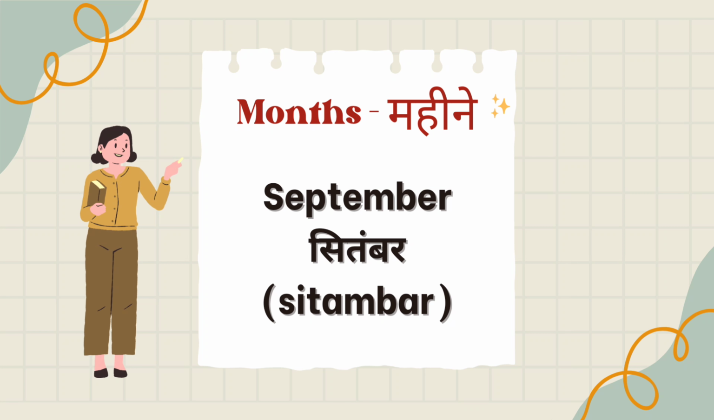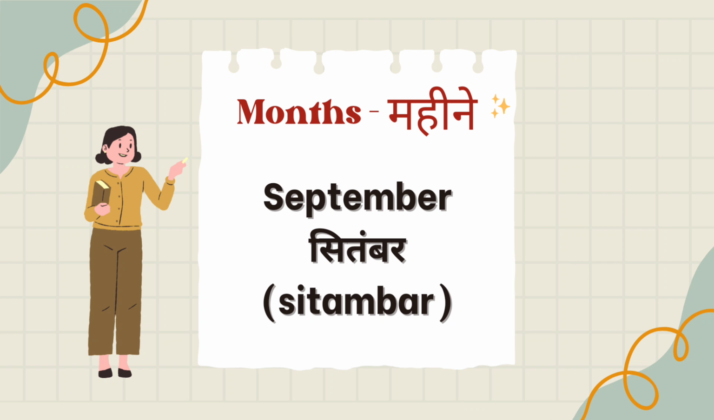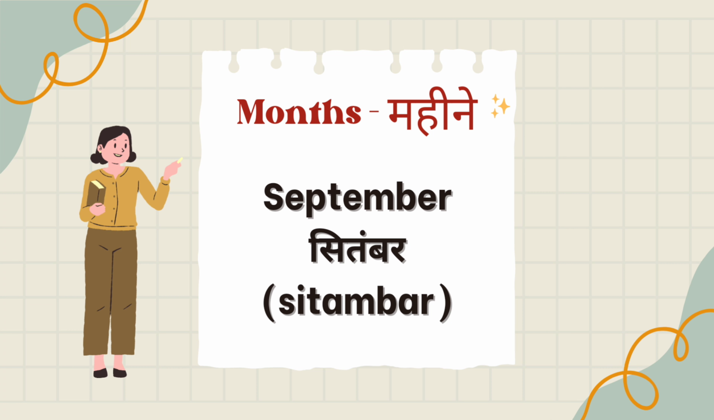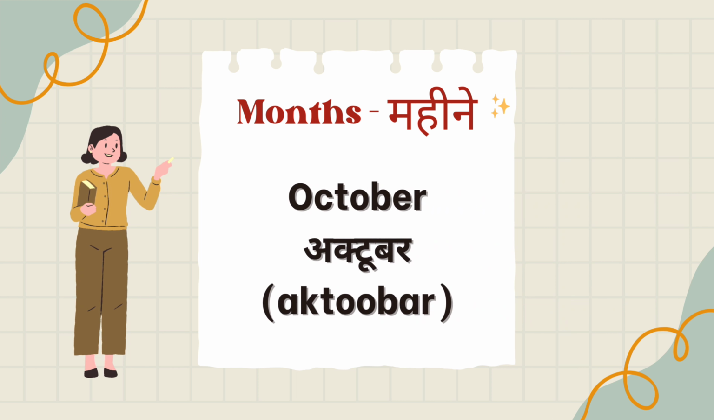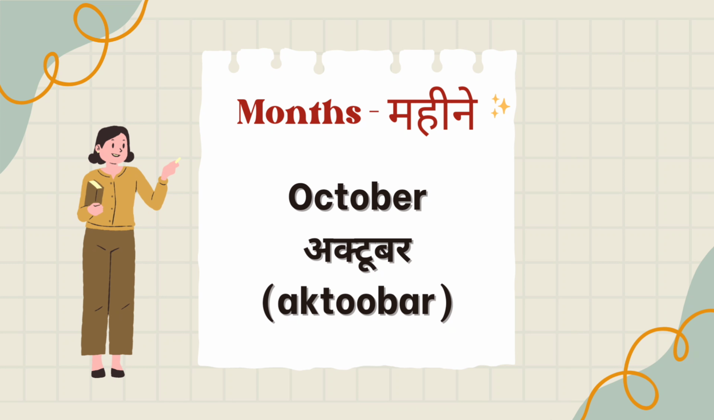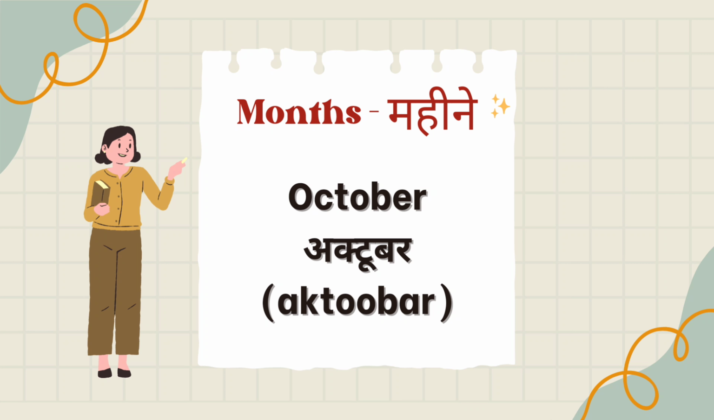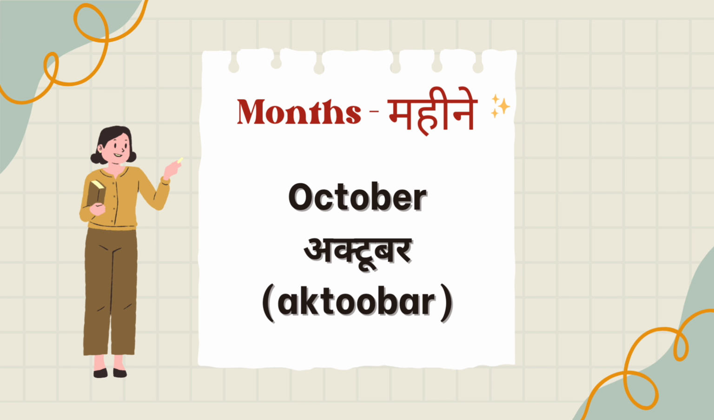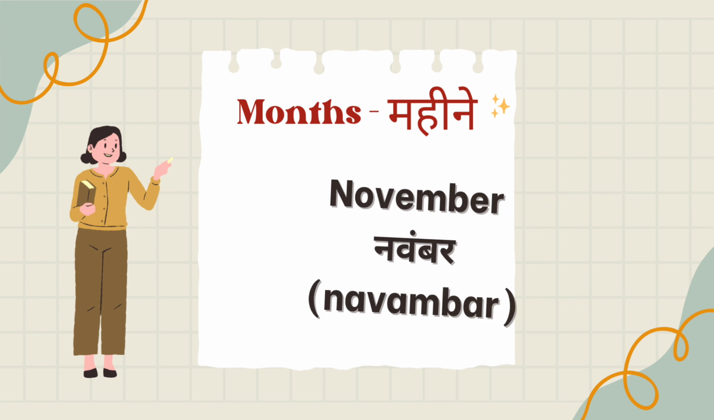Now, let's move on to September. In Hindi, September is Sitambar, Sitambar. Say it with me, Sitambar. Great. Now, let's move on to the next month. October is called October in Hindi. Here's how you write it in Hindi, October. Repeat after me, October. Excellent.